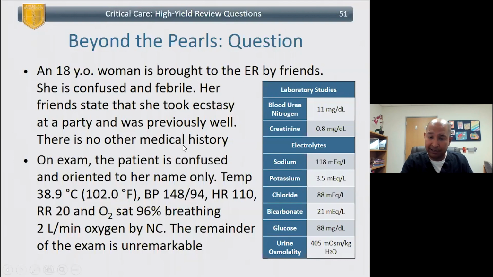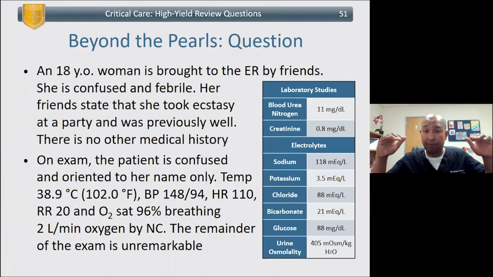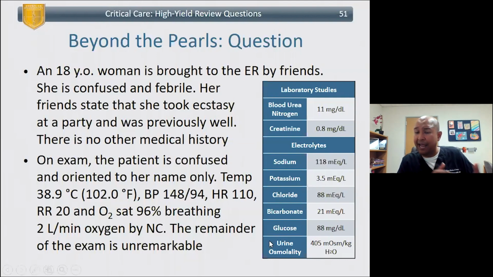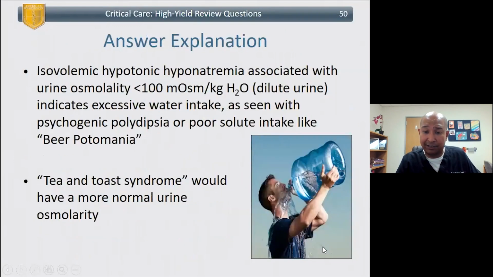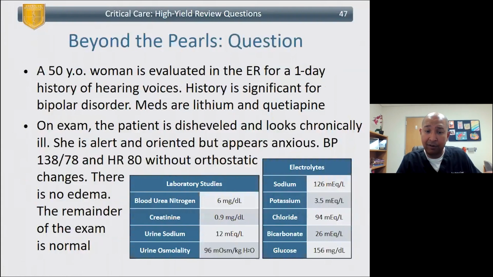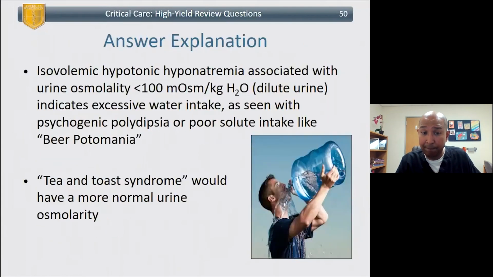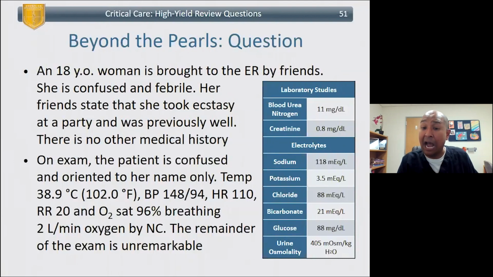And of course, we're going to get some labs, and it looks like her BUN and creatinine are okay. Stop right there. Check out that urine sodium. That urine sodium is definitely what? Low, 118. Then potassium and chloride, not too bad. Bicarb, starting to edge down on the acidotic side. And we get a urine osmolarity, and contrary to the last urine osmolarity, which was low, this one looks pretty high. You have a high urine osmolarity.